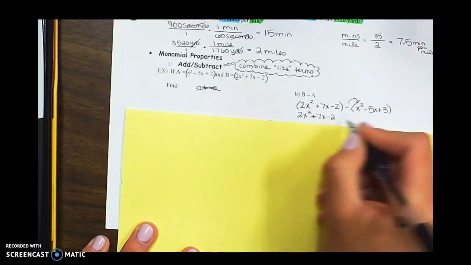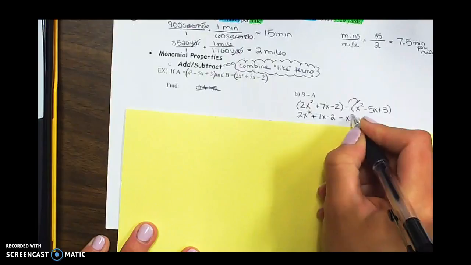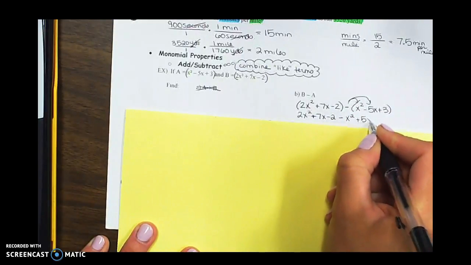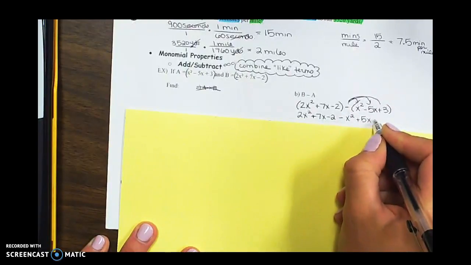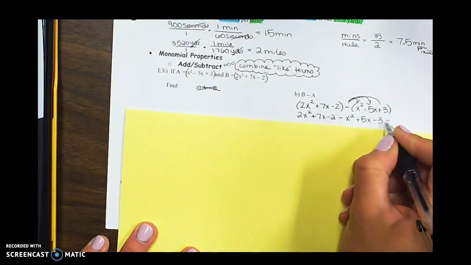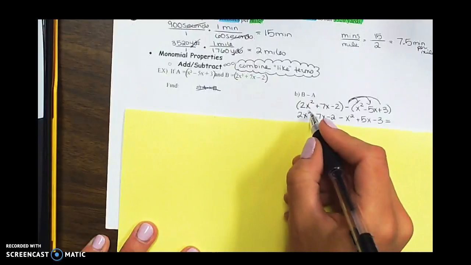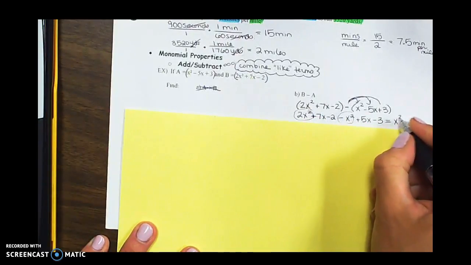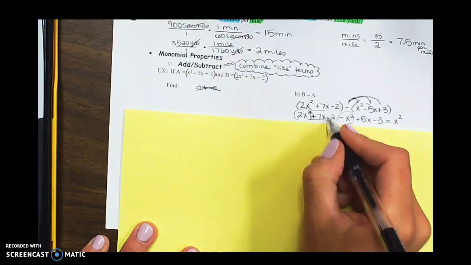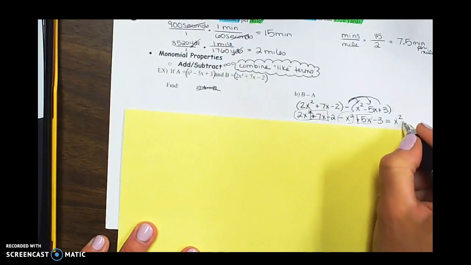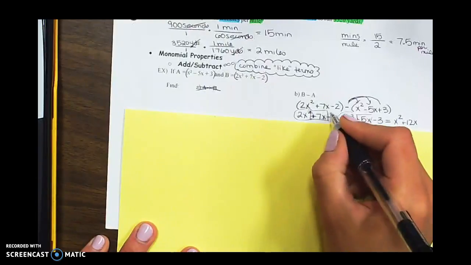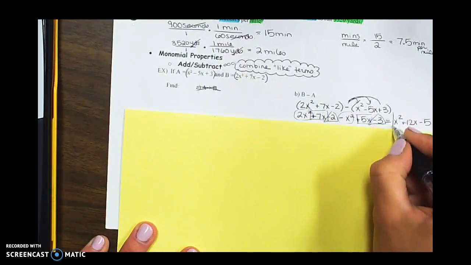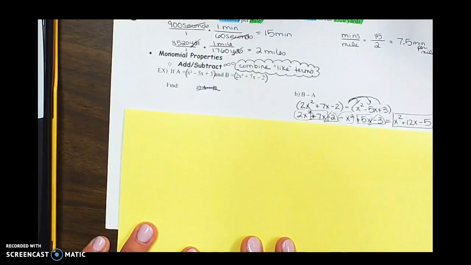So the first is going to stay the same. Minus x squared, so a negative becomes a positive 5x. And a negative times a positive gives us a negative 3. And now I can combine like terms. So 2x squared minus x squared is just x squared. Then we have 7x plus 5x gives us 12x. And negative 2 and negative 3 gives us negative 5. And we have our final answer.